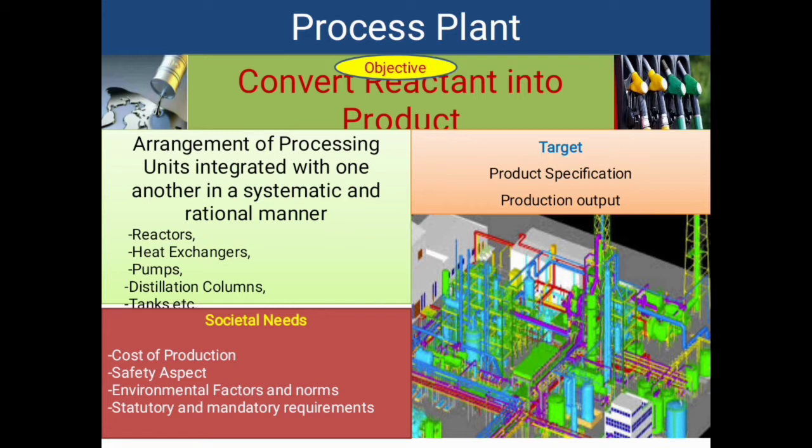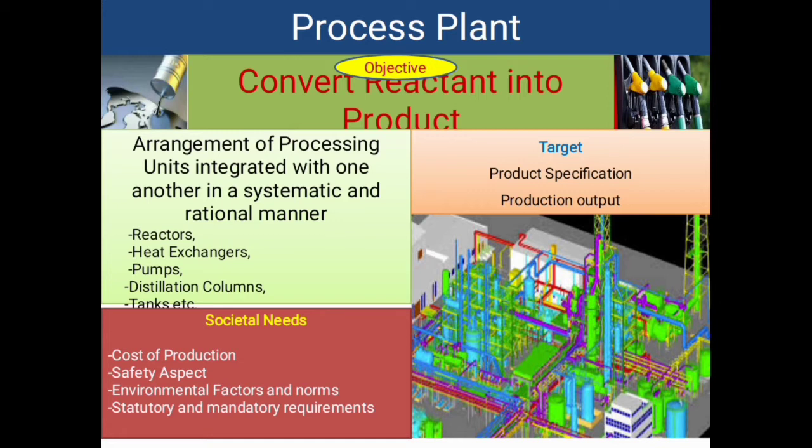In a process plant, a lot of processing units such as reactors, heat exchangers, pumps, distillation columns, absorbers, and dryers are arranged in a sequential manner, and all are interconnected with some interlocking system. The primary objective of this process plant is to achieve the production target and production output.